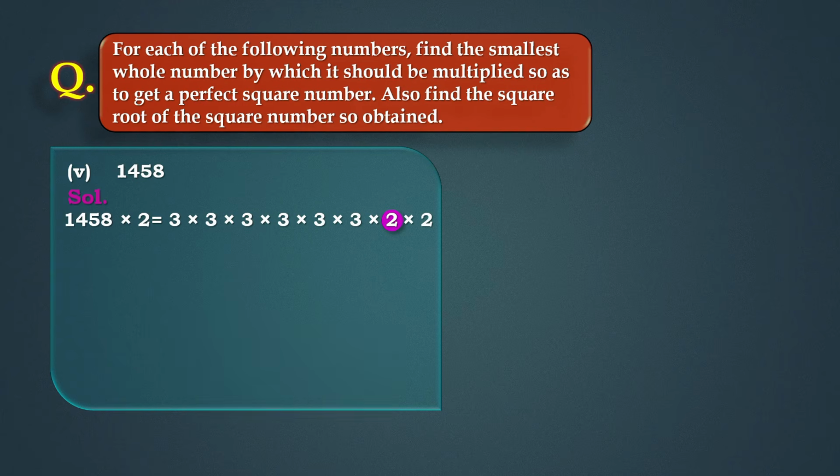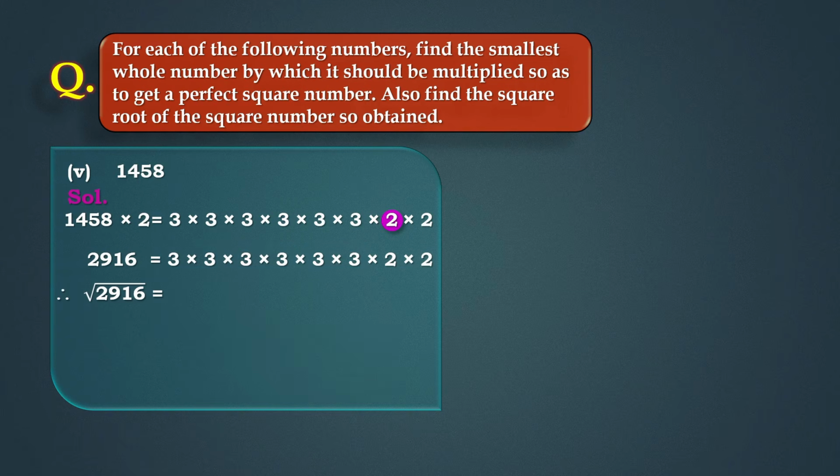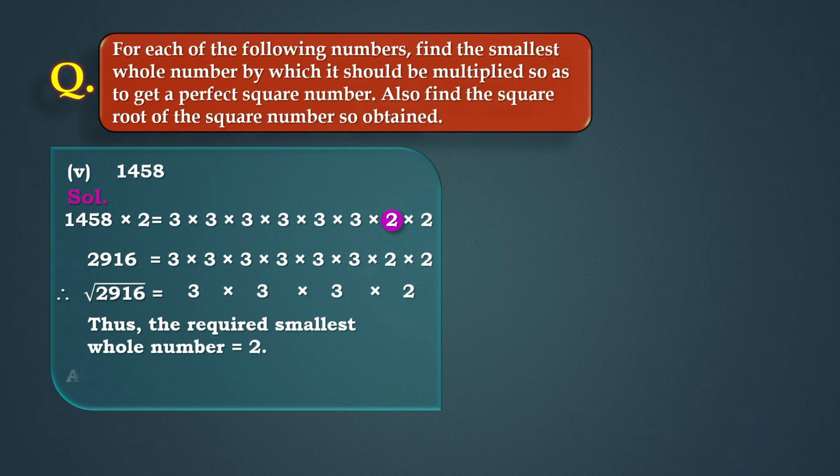Now, the new number becomes a perfect square with all factors in pairs. Next, take one number from each pair. So, the square root becomes 3 multiplied by 3 multiplied by 3 multiplied by 2. Now, multiply step by step. 3 multiplied by 3 is 9. 9 multiplied by 3 is 27. 27 multiplied by 2 is 54. Therefore, the smallest number required is 2. And the square root of the new number is 54. Keep practicing such problems to build strong confidence in this concept.